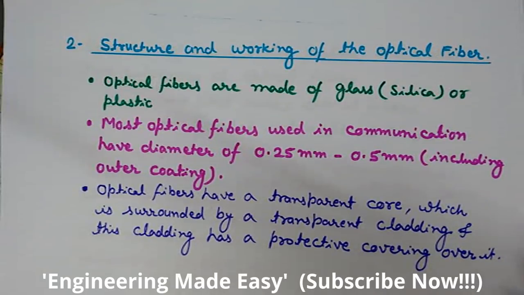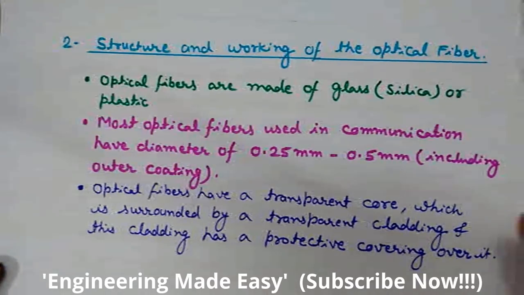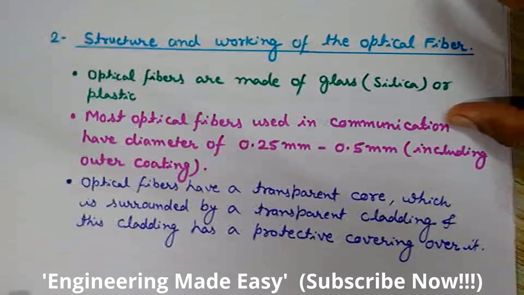Optical fibers, as I told you, have a transparent core. There is a transparent core, and over this core there is a transparent cladding. Another layer is also there, which is called cladding, and over this cladding we have a protective covering to protect it. We will discuss what is a core and what is cladding and how it is covered using the protective covering. So let's proceed.